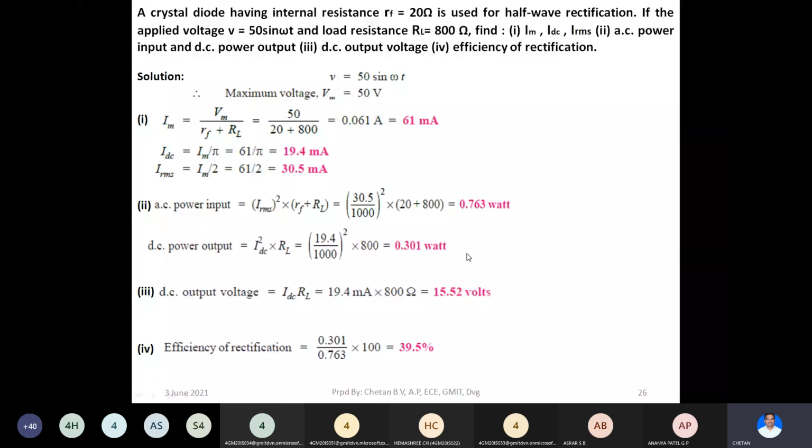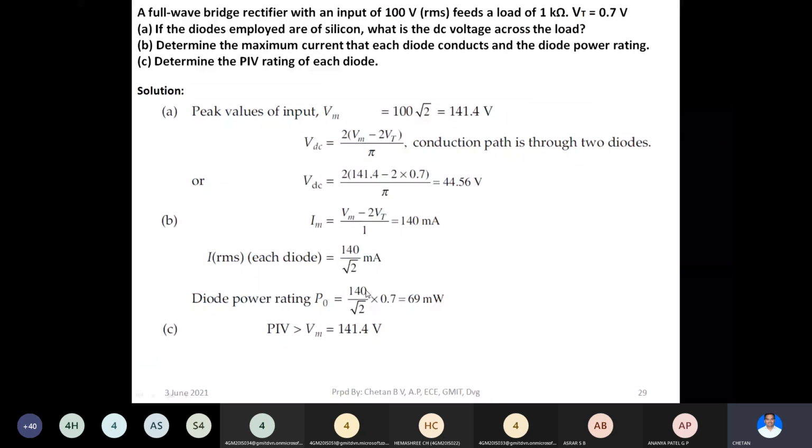So for our case, we have taken the RMS value and multiplied that with the voltage across the diode, which is around 69 milliwatt, right? So this is the diode power rating, or simply the power dissipated across the diode.